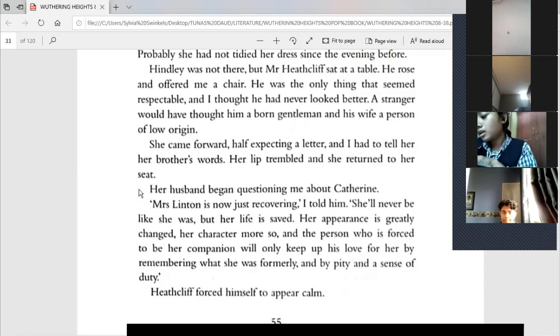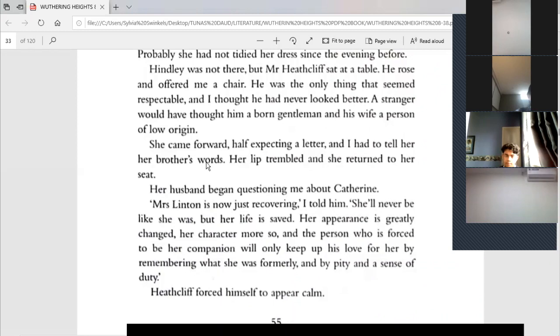Her lip trembled, and she returned to her seat. Her husband began questioning me about Catherine. Mrs. Linton is not just recovering, I told him. She'll never be like she was, but her life is safe. Her appearance is greatly changed, her character more so, and the person who is forced to be her companion will only keep up his love for her by remembering what she was formerly and by pity and a sense of duty.